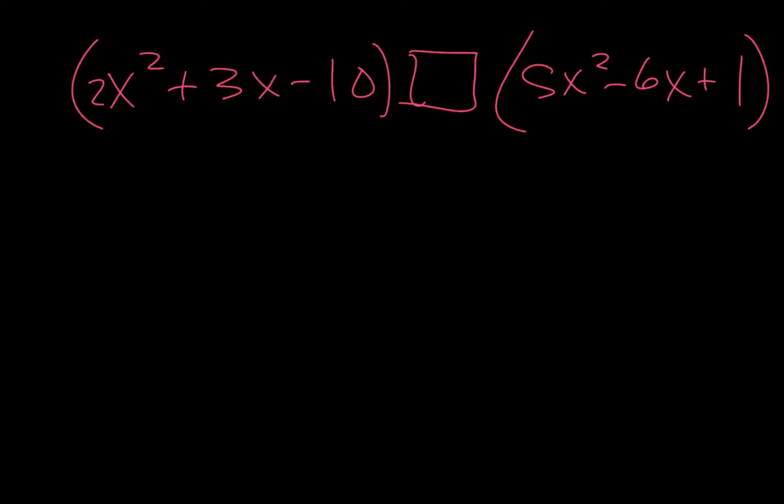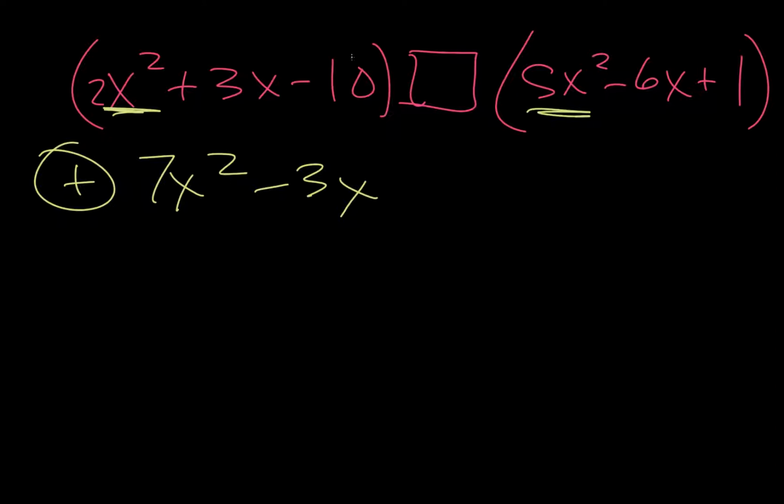Okay, once again, it's just addition and subtraction. So for addition, we just combine like terms. 2x squared, 5x squared gives us 7x squared. 3x, negative 6x, negative 3x. Negative 10, positive 1 is negative 9.